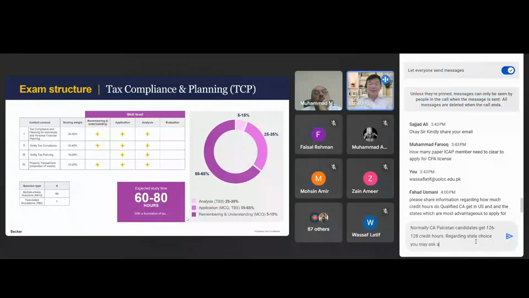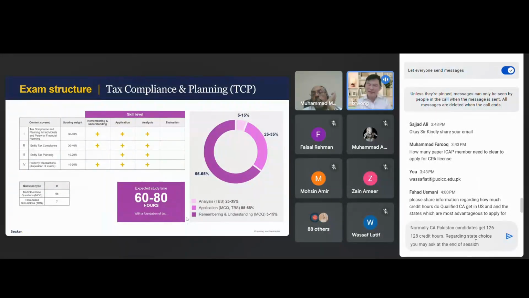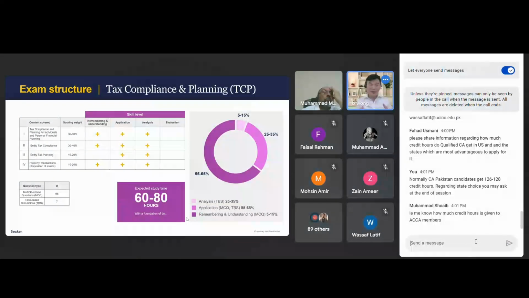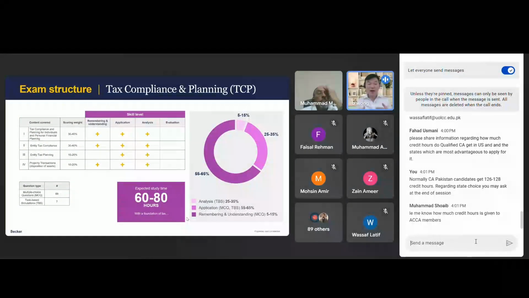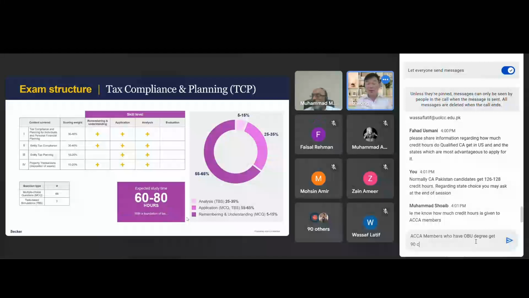Okay, the last exam, TCP, tax compliance and planning. This is basically for almost like a tax specialist. You're expected to be able to look at scenarios and come up with a tax plan for your client. Of course, the content again is not that much, so the study time is between 60 to 80 hours.